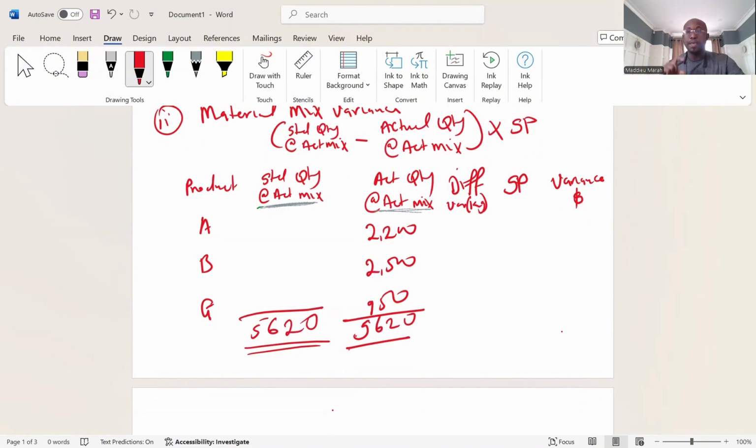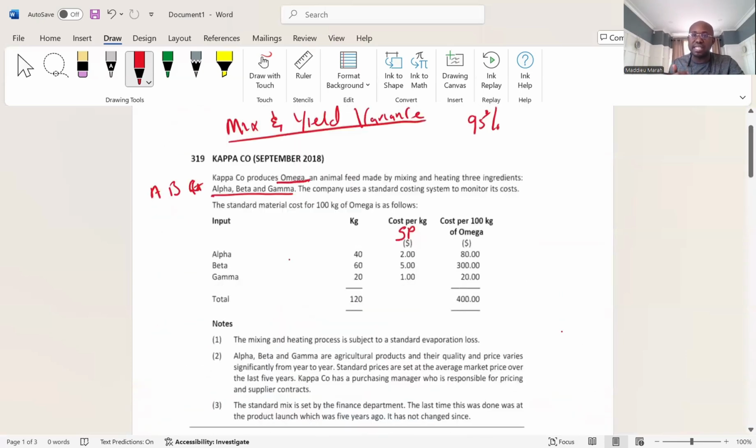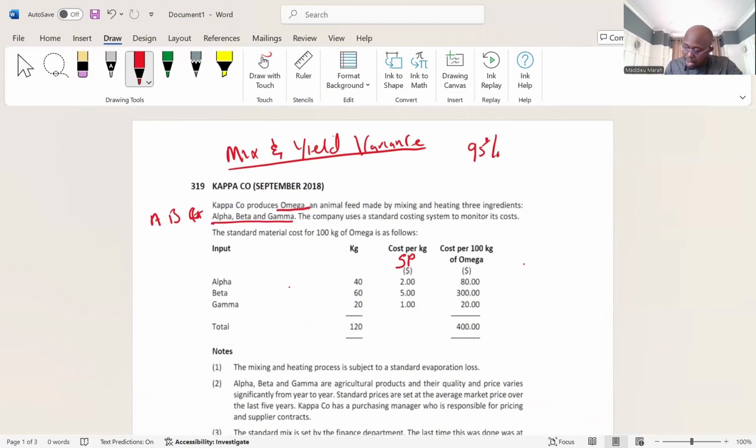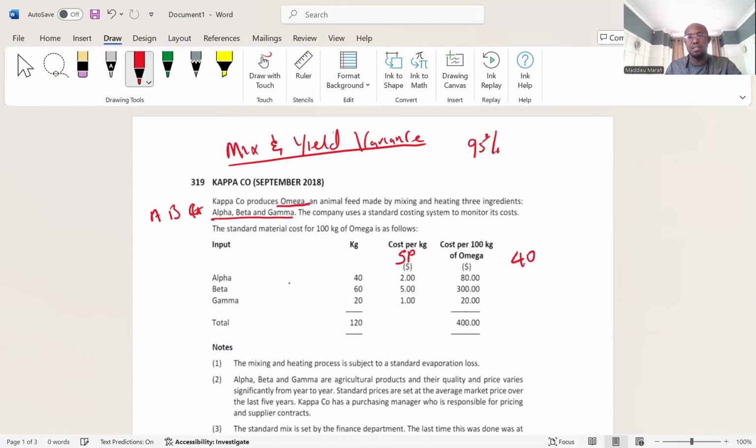Are you with me? My third step, I'll ask a question: what is the ratio? How much of alpha do we need to make Mega? How much of beta do we need? How much of gamma do we need? The question states that we need 40 of alpha, 60 of beta, and 20 of gamma. This is the ratio.